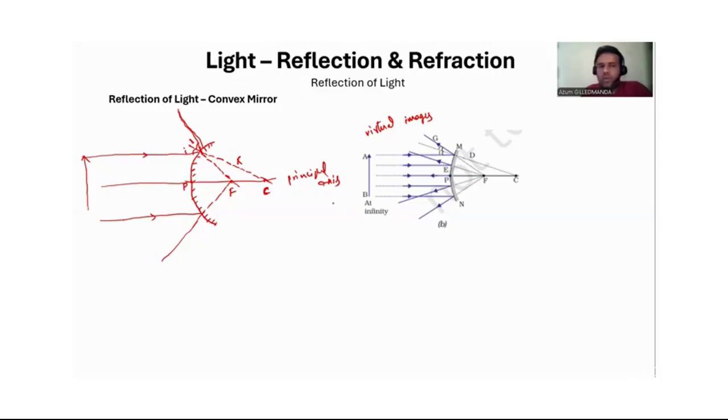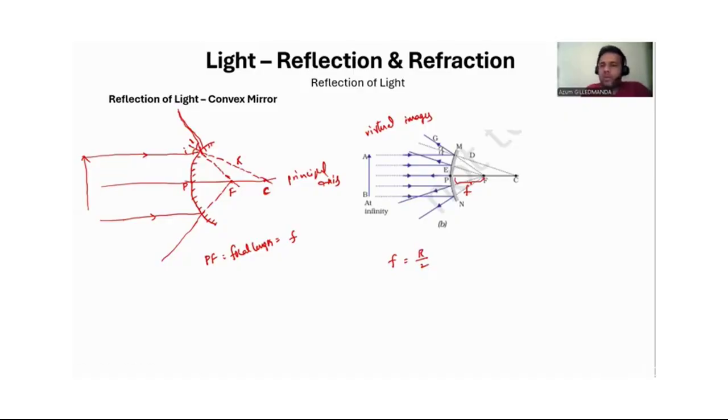Understood? Now, what is the focal length here? This distance PF, the distance between the pole and F, is the focal length, which is represented by f. From here to here, this distance is f, the focal length. Here also, it is the same case: the focal length f equals R by 2, the radius of curvature divided by 2.